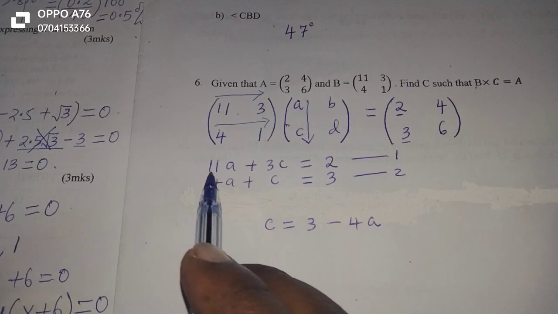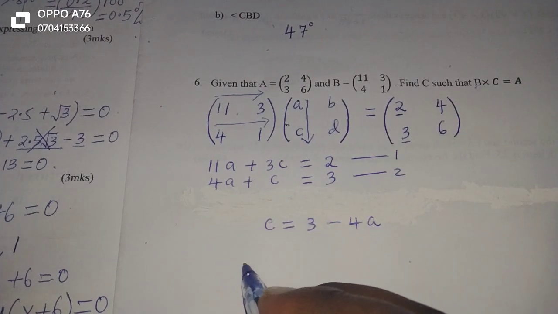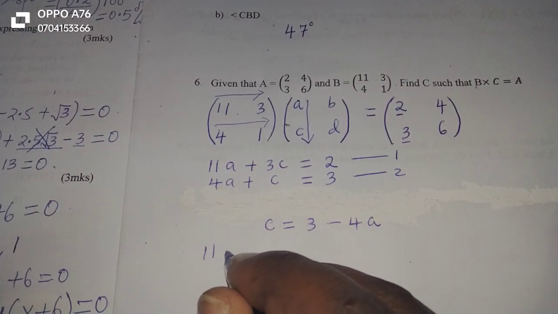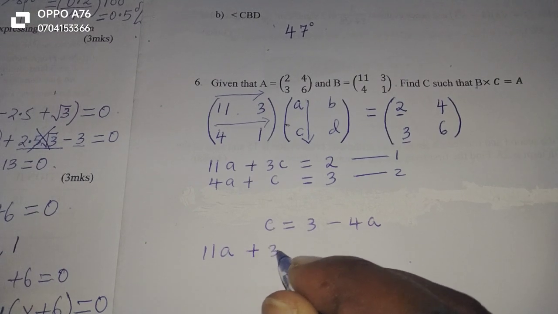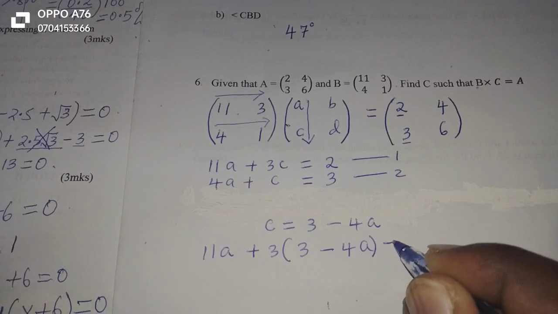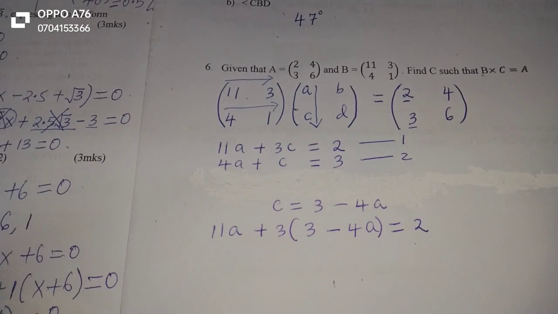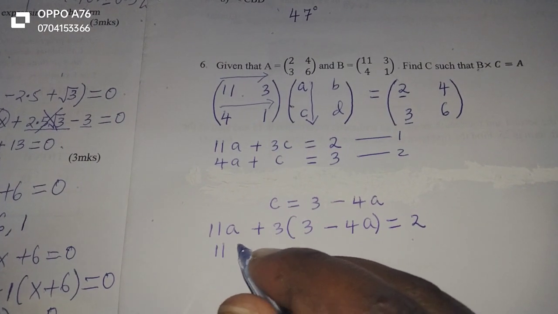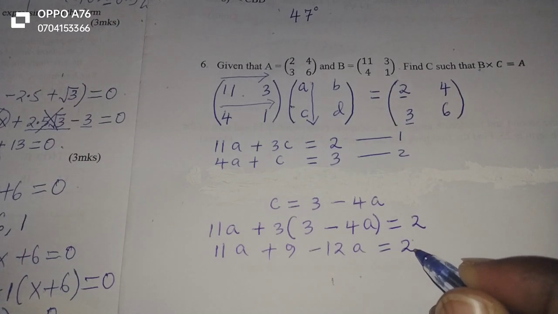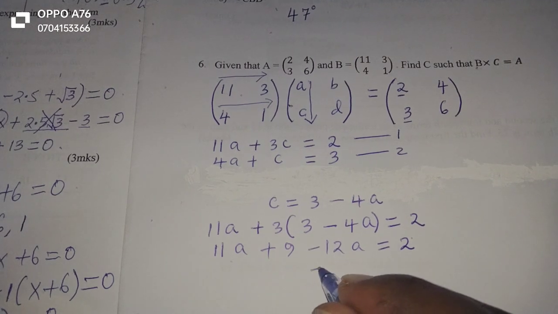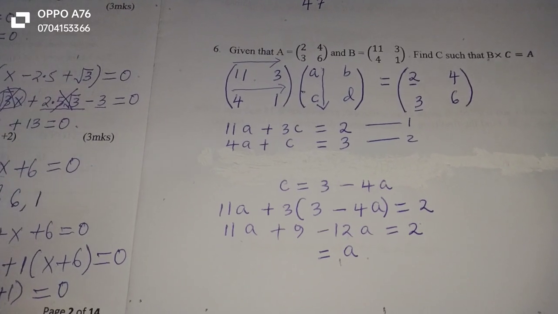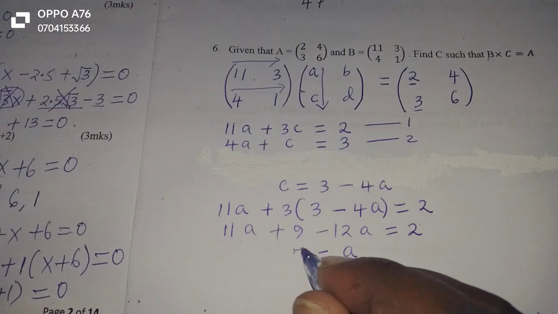I'll be re-expressing the first equation now, whereby I will write 11a, then add 3 times, instead of c, I rewrite it with 3 minus 4a. Then this is going to be 11a plus 9 minus 12a equivalent to 2. Then we group like terms together. This is minus a, which can be made positive on the right hand side. Then 9 minus 2 will be 7.